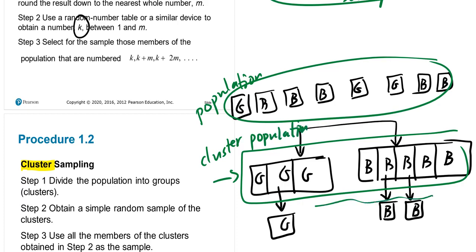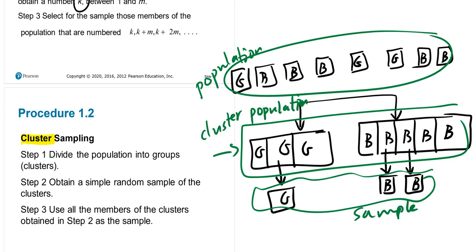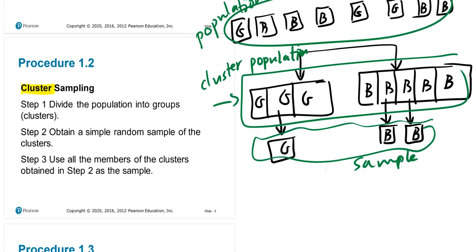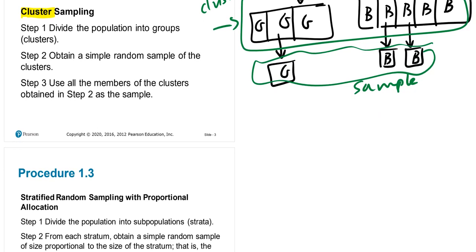And what we have at the end, that's the sample. So those are randomly selected clusters. The steps here say use all the members of the clusters obtained in step 2 as the sample. So that's called cluster sampling.